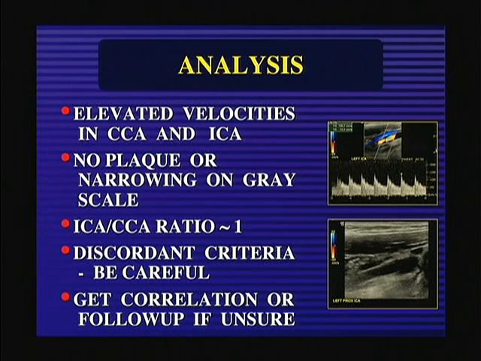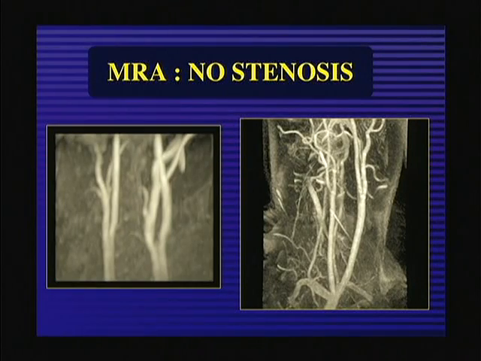So we have discordant criteria, and we have to be careful. We have to step back and look at it. I think it'd be very uncomfortable to say there's a stenosis there in the absence of any plaque or any color flow disturbance. And if you're unsure, you should ask for correlation. In this case, correlation was obtained, and we see from the MR a normal examination.